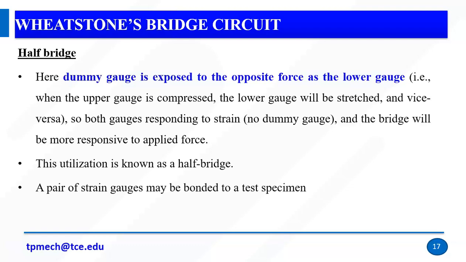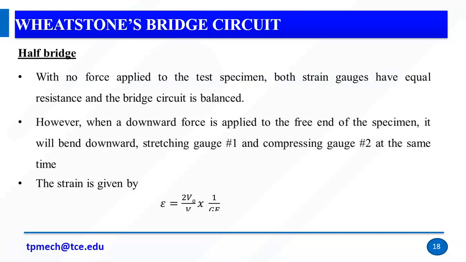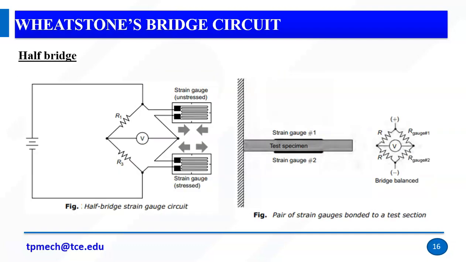A pair of strain gauges may be bonded to a displacement. So here we use two gauges in the bridge to calculate, right? With no force applied on the test specimen, the strain gauges have equal resistance and the bridge circuit is balanced. So if no force is applied, the two gauges have equal resistance, and the bridge is balanced. It will give a zero value. However, when a downward force is applied to the free end of the specimen, it stretches gauge one and compresses gauge two at the same time. Right, so look at this image.